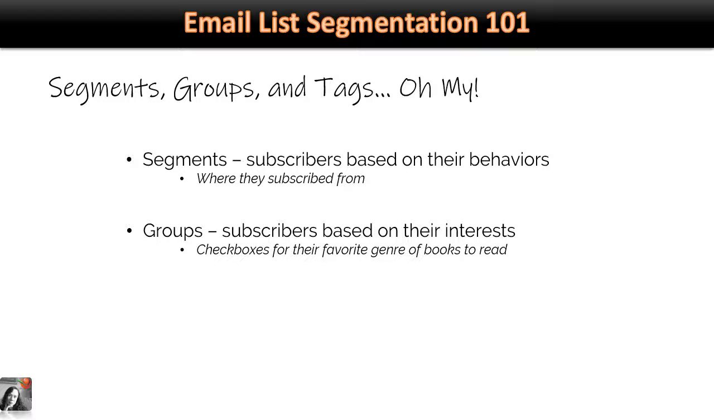Groups are subscribers based on their interests. And you've all seen this, especially as authors. You'll go onto a site, you put in your name, your email address, and then you have a series of check boxes that you can select. For example, for your favorite genres of books to read. Those are groups. Those favorite genres that you enjoy, those would be groups.